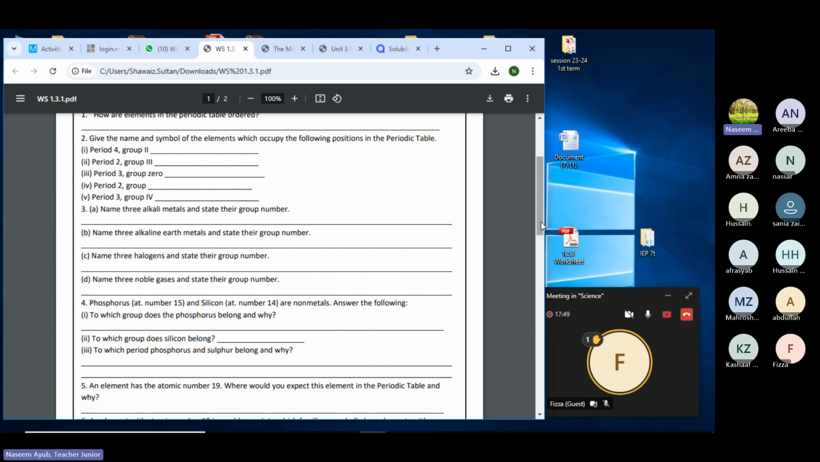All of the elements belong to group 1. They are the alkali metals, and you can take any of the three metals from group 1, and those would be the answer of this one question. Okay, moving forward, what are the alkaline metals? Name three alkaline earth metals and state their group number.